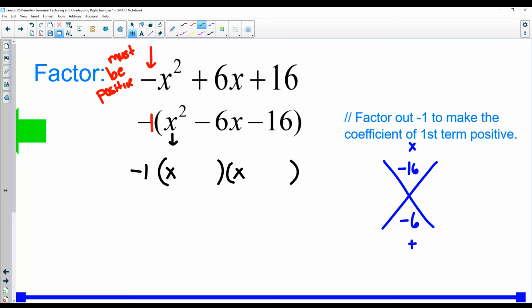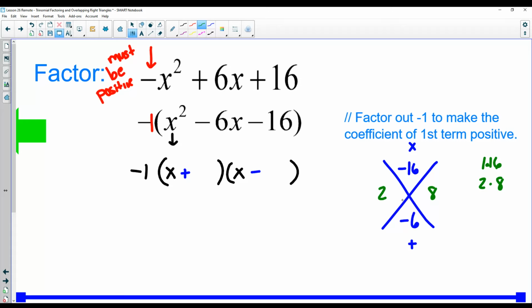Just like before, the only way we can multiply and get a negative product is we have one of each, one positive and one negative. So let's think of all the ways that we can multiply to get 16. We've got 1 times 16. I need one plus and one minus. Is there any way to get a negative 6 out of that? Nope. So let's do the next one. 2 times 8. Does that one work? Yeah, that one does work. 2 and 8.